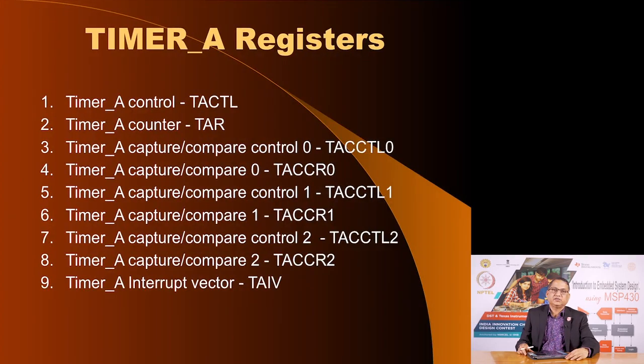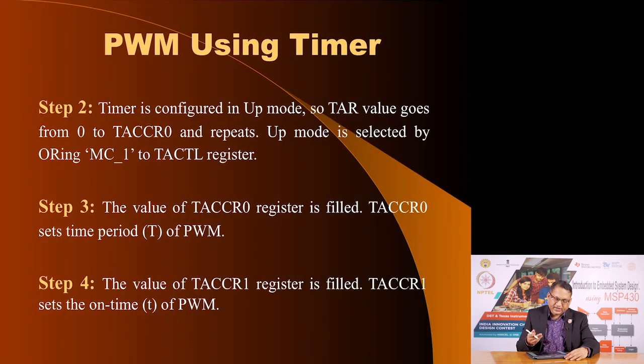These are the registers associated with timer A. We have already seen that in the previous lecture, so I am not going to repeat that. You will see it when we look at the code. Now, to generate a PWM signal using a timer, you have to do various steps. You have to configure the timer in up mode. The timer value goes from 0 to the value stored here and it repeats.